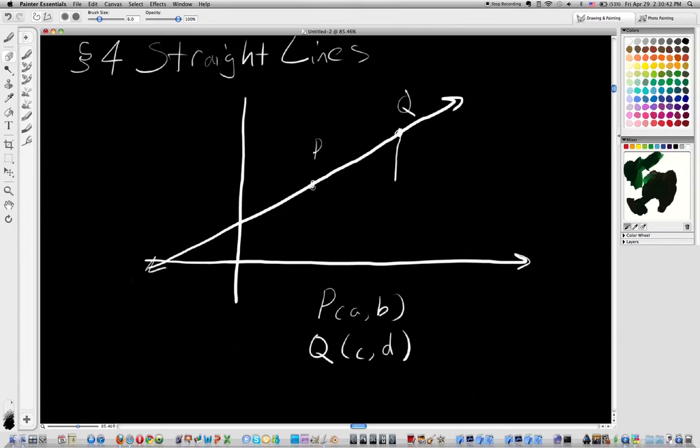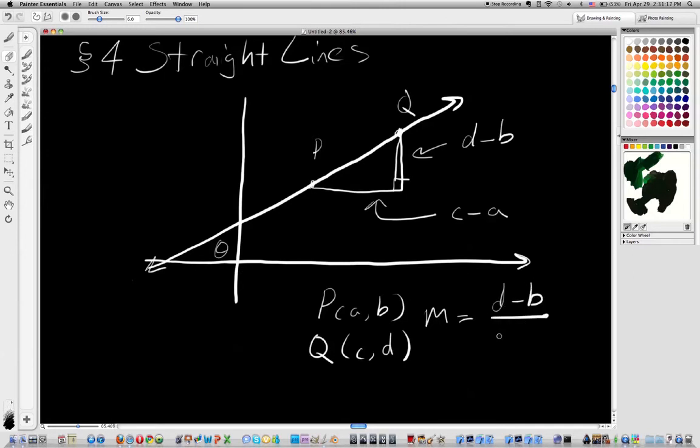So again, we draw a right triangle. This is equal to d minus b, and this here is equal to c minus a. Now, to find the slope of L, we mark in the angle theta as shown, and to find this, we just divide this by this. You might not understand that now, but you will later. That's d minus b over c minus a. So slope is just d minus b over c minus a.